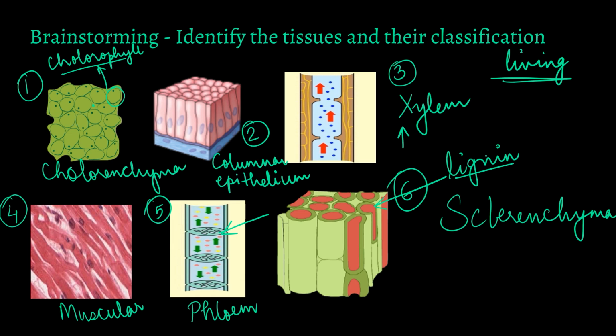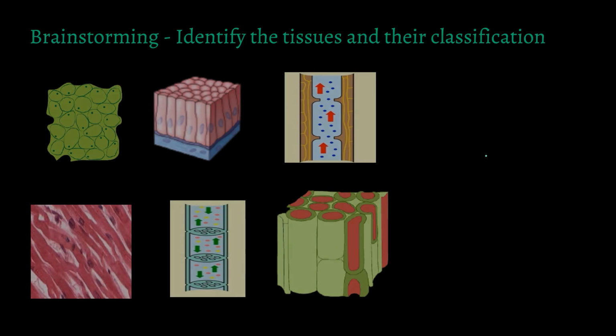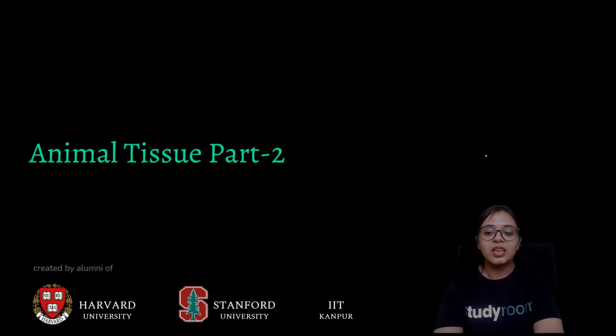Let's move on to the second part of animal tissue. In this part, we'll be learning about the connective tissue. We'll be learning what the different types of connective tissue are, what structure they're made up of, and what different functions they perform. So let's have a look.